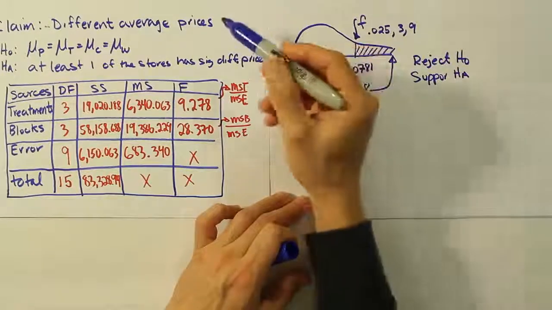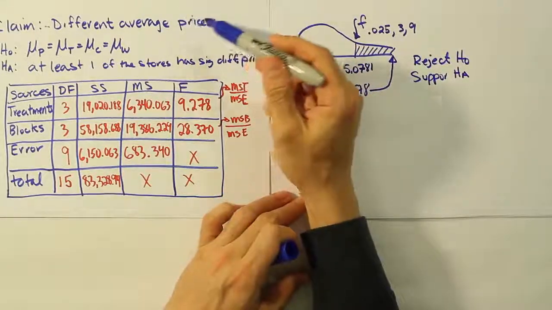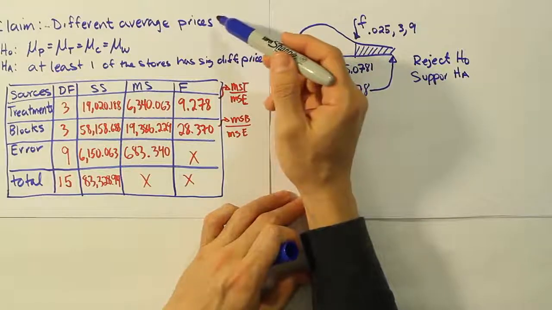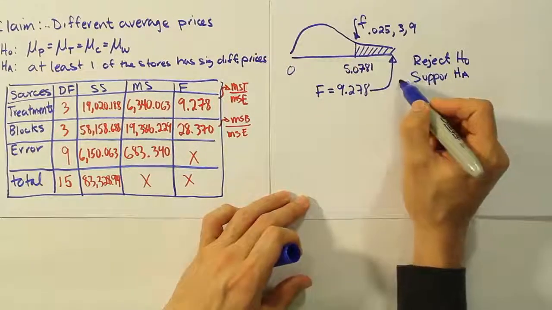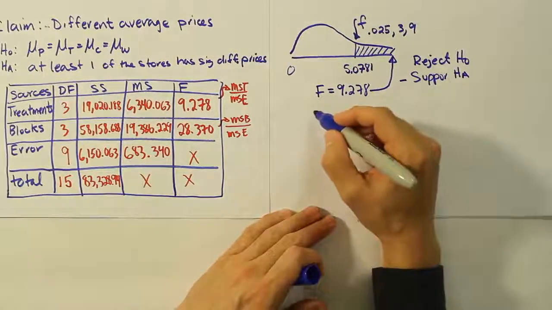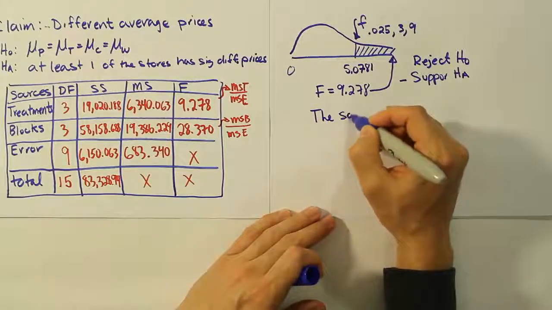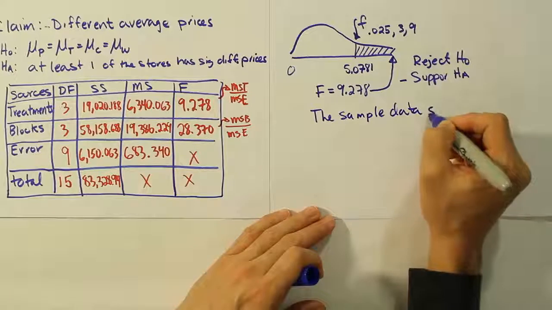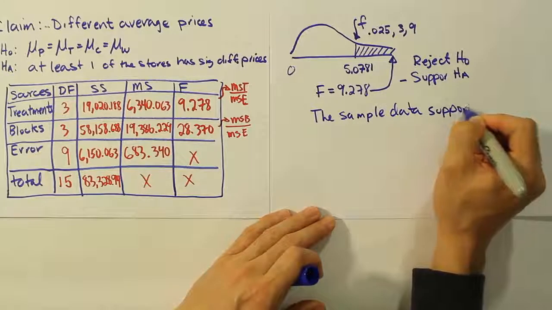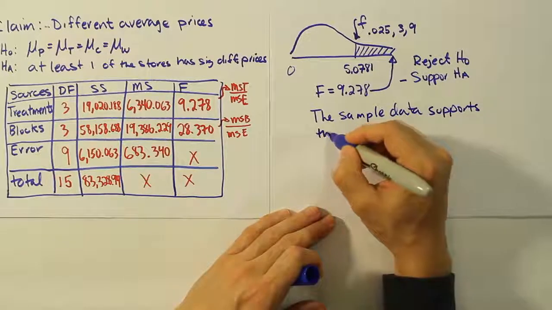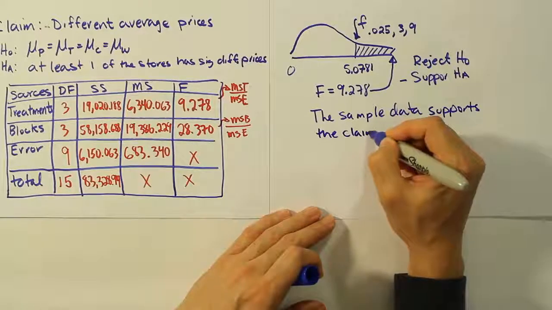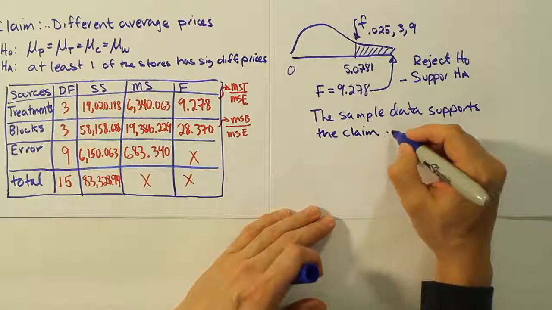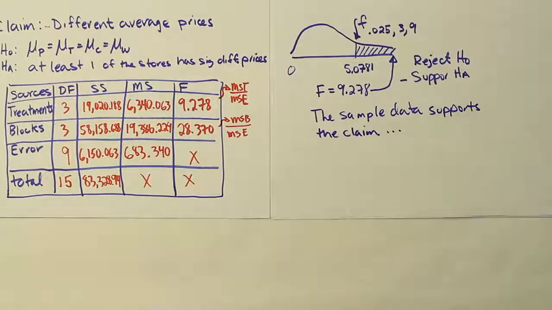And looking back at our claim, it said basically that the stores had different average prices, which is the idea behind HA. So we're going to say the sample data support the claim. And of course, the claim is that the 3 or 4 different grocery stores have different average prices for the groceries.